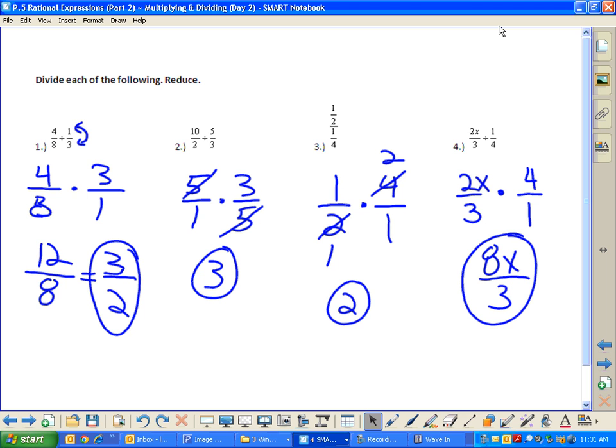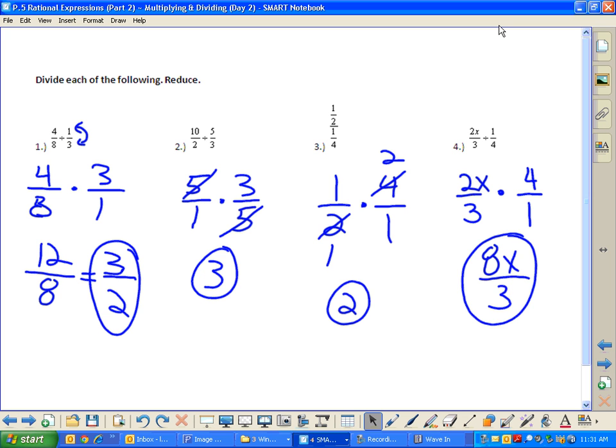There's your warm-up for dividing rational expressions. And again, the process for dividing rational expressions is pretty straightforward. All you're going to do is multiply by the reciprocal of the divisor. So in this first problem, we take 4/8, and we don't multiply it by 1/3 because that's not the reciprocal. You have to multiply it by 3/1.